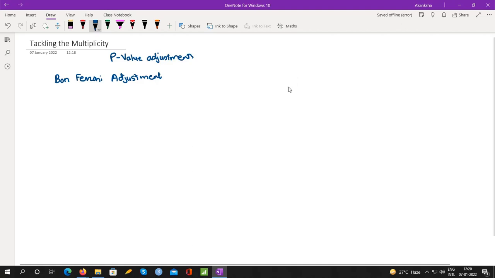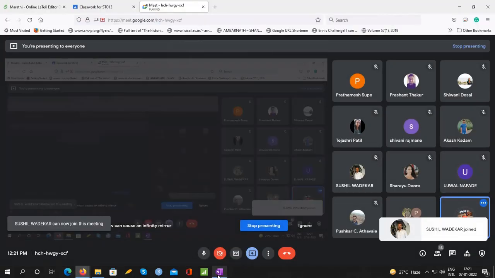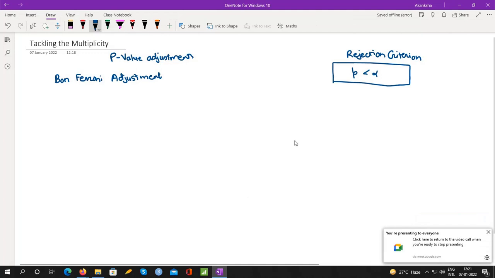Now first question, in terms of p values, generally what is our rejection criterion? If the p-value is less than the level of significance, correct. So if p is less than alpha, then we reject. Now I want to reduce false positives. Should I decrease my rejection region or should I expand my rejection region?